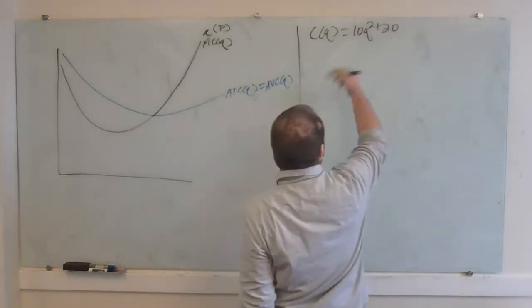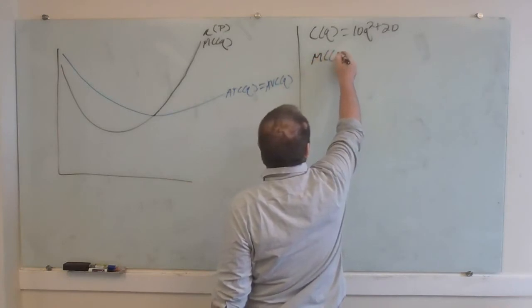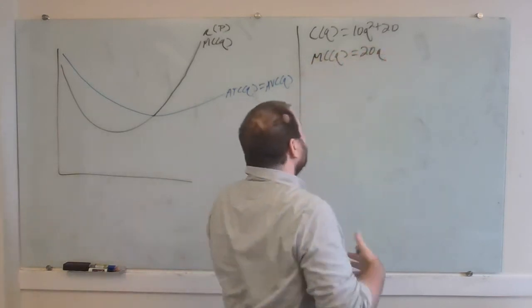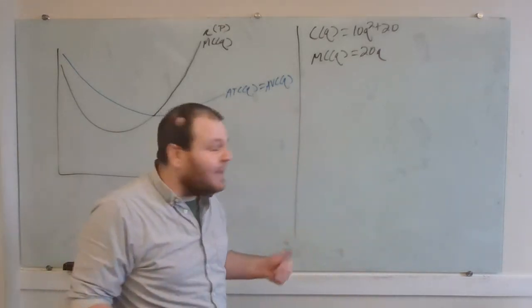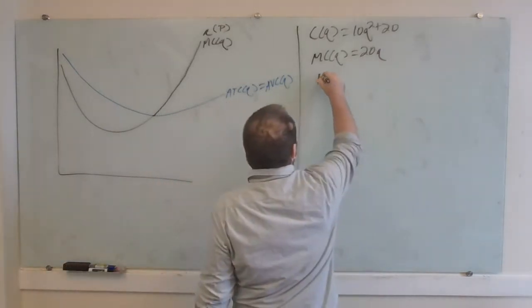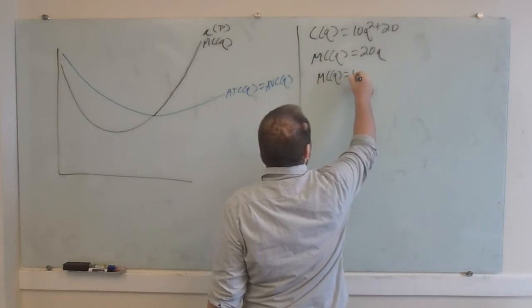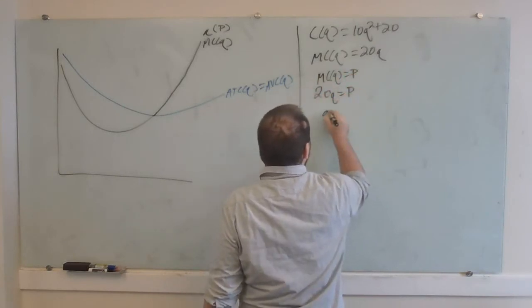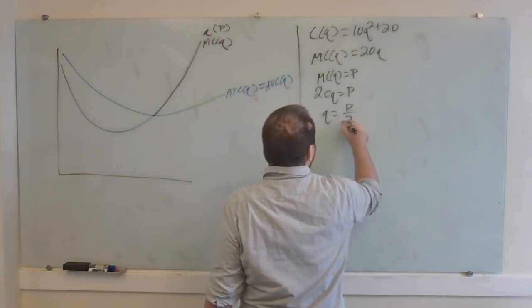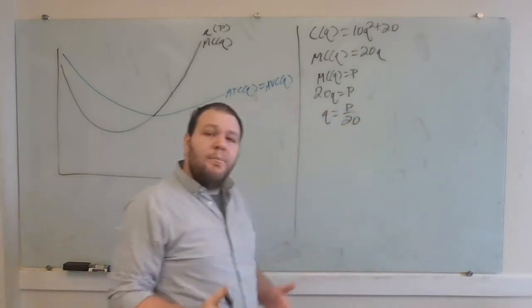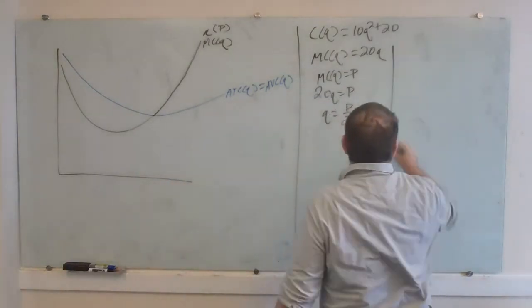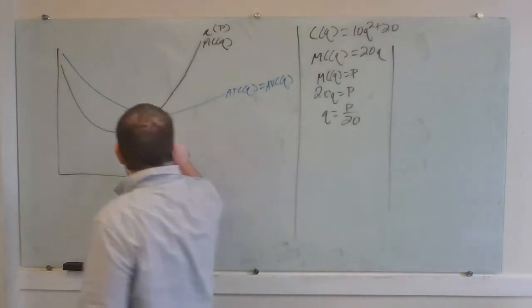Okay, so what are we going to do? Well, the first thing we're going to do, we're going to find our marginal cost, right, which is just going to be 20Q. And we're going to say, if we decide to produce anything, we're going to produce where MC of Q equals P, right? 20Q equals P, Q equals P over 20, right? But will we produce anything? That's the key question.